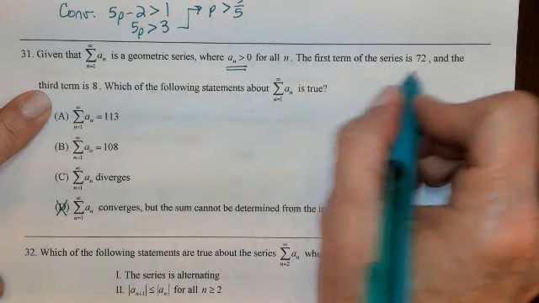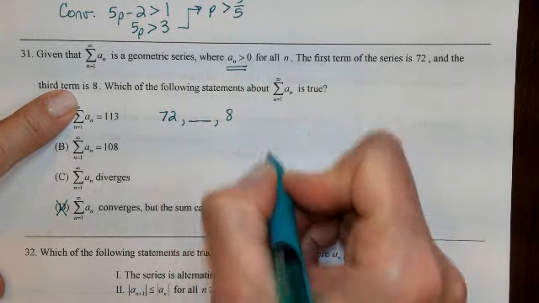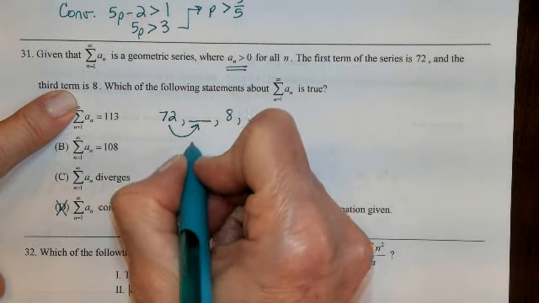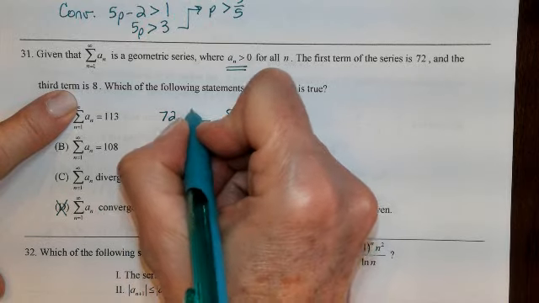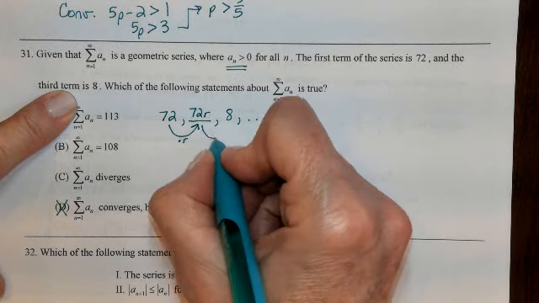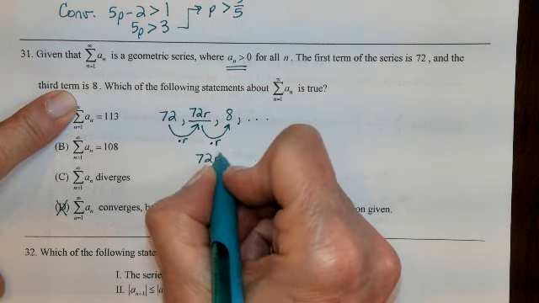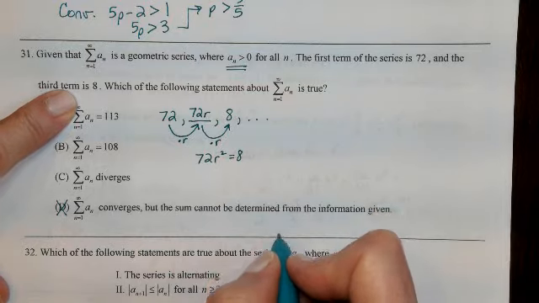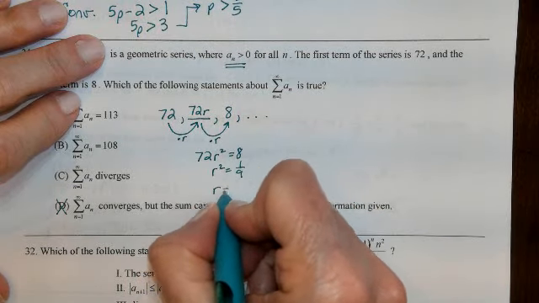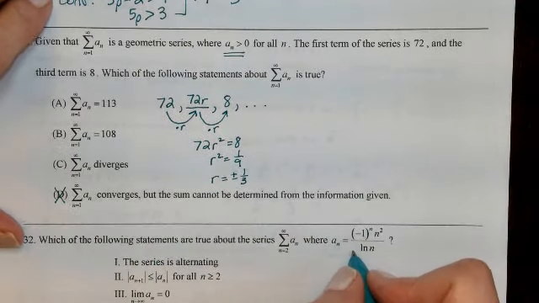So the first term is 72. The third term is 8, right? And then it would keep on going. Well, to get to the next term from 72, we would multiply by r. So this next term must be 72r. To get from 72r to 8, we would multiply by r again, right? So 72r squared must be 8. So r squared must be 1/9, and r would be plus or minus 1/3, the square root of 1/9, right?